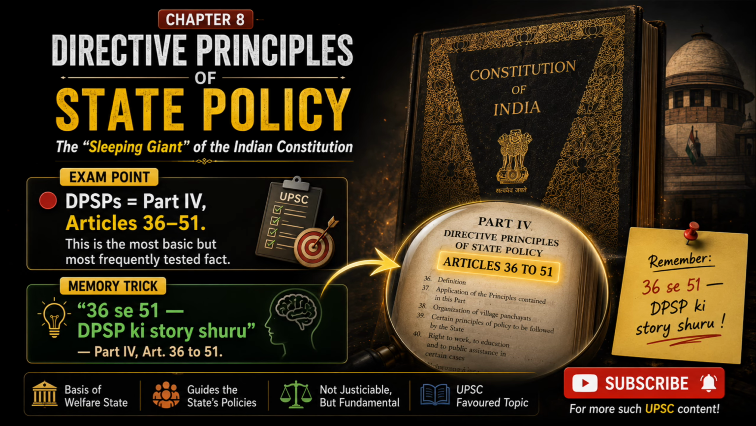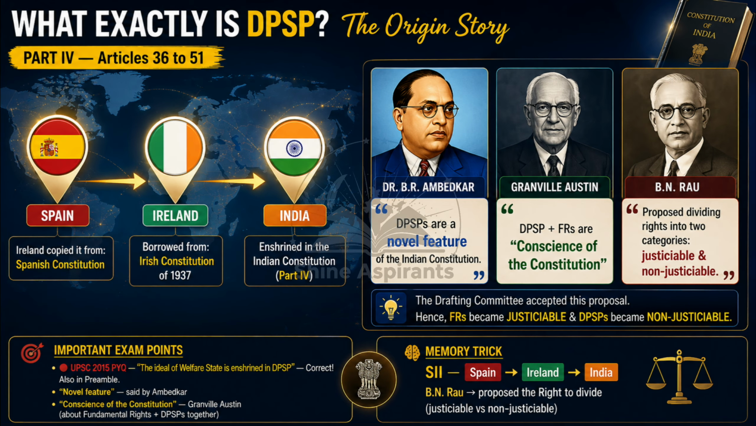What is DPSP? Origin and meaning. So where did this concept come from? DPSPs are enshrined in Part 4 of the Constitution, covering Articles 36 to 51. The framers of our Constitution borrowed this brilliant idea from the Irish Constitution of 1937, and Ireland itself had copied it from the Spanish Constitution. So it's like a constitutional relay race, Spain to Ireland to India. Now, Dr. B.R. Ambedkar, the chief architect of our Constitution, called DPSPs a novel feature of the Indian Constitution. That's a quote you must remember for mains.